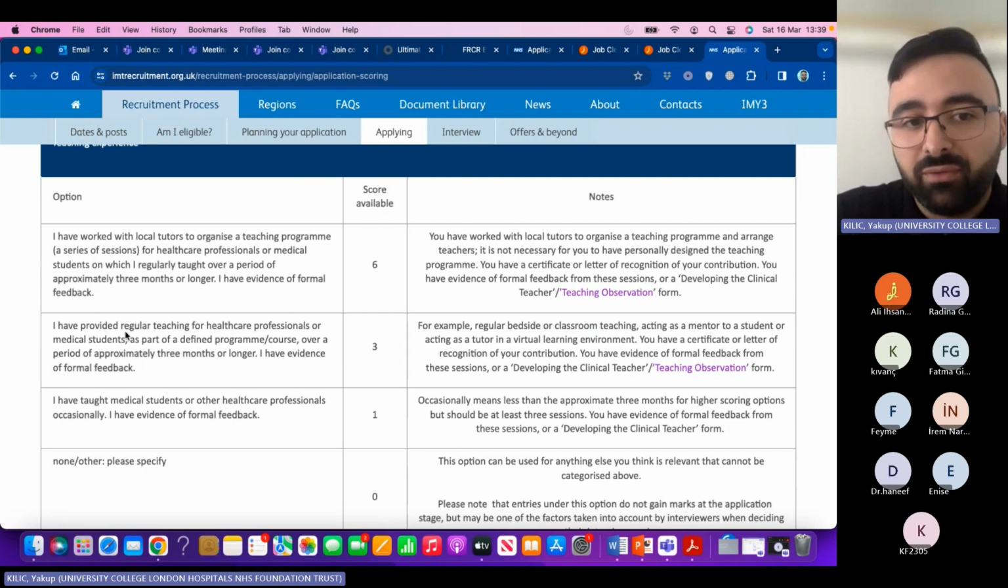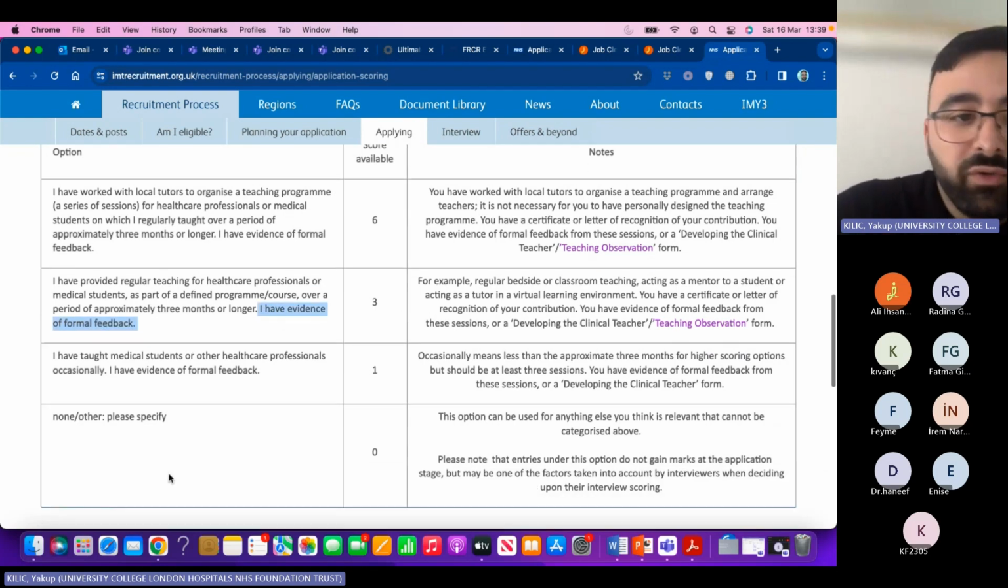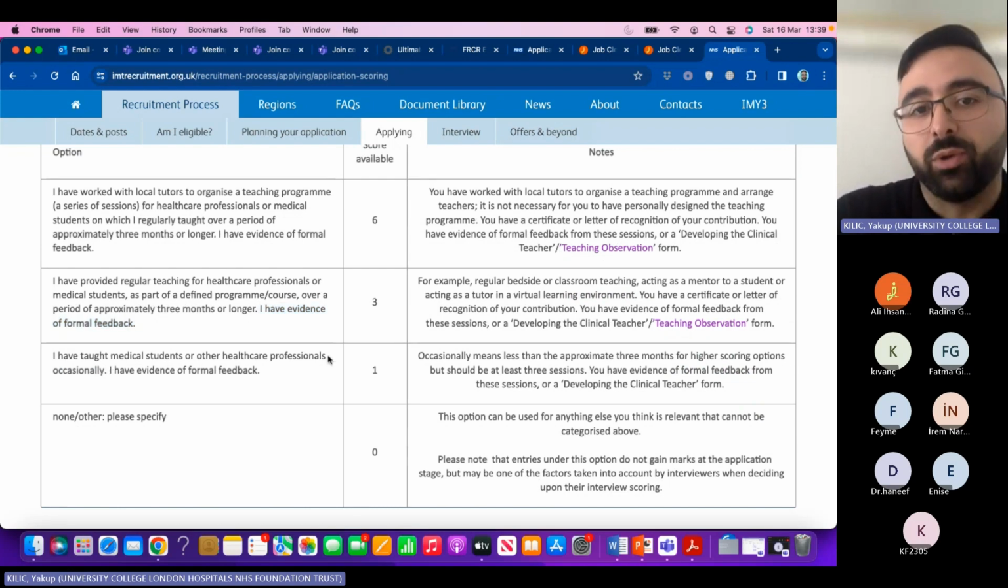But if you provide regular teaching for healthcare professionals or medical students as part of a defined program that's already in existence, and you have feedback, that's 3 points. Or if you've done anything simple like bedside teaching and have feedback, then that's 1 point.